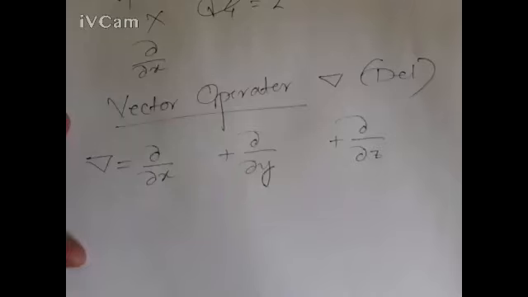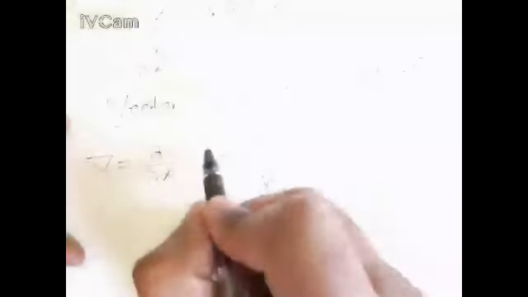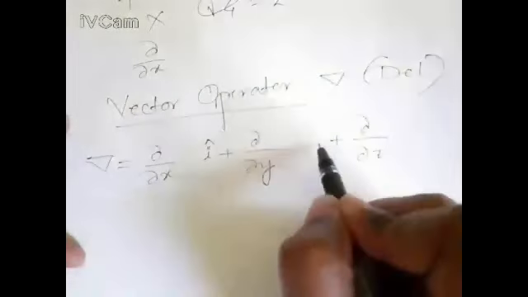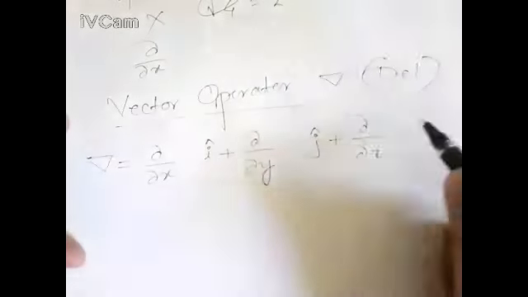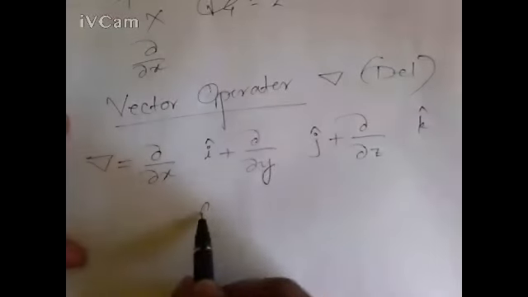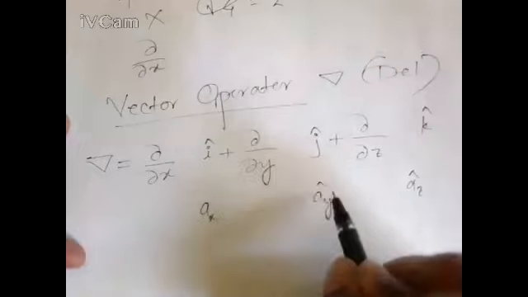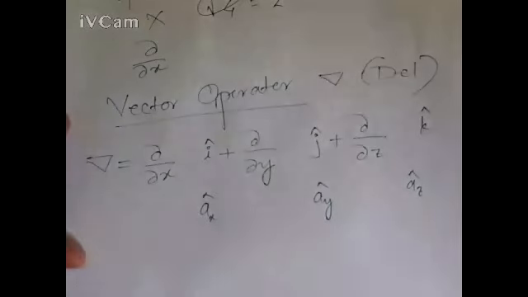Here we can have the unit vectors, or basis vectors, along the x-axis, y-axis, and z-axis, or you can even take them as ax, ay, and az. In the examination they may give the question in the form of i, j, k or ax, ay, az. That's why I'm telling you both. This is called the vector operator or the del operator.